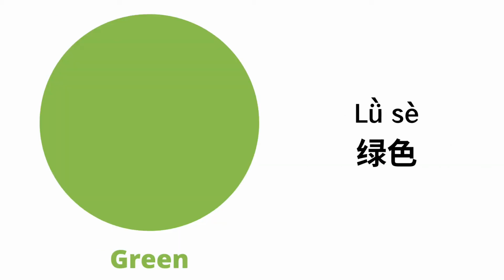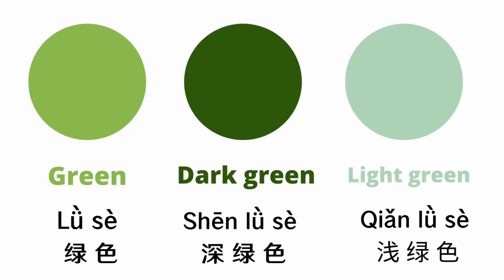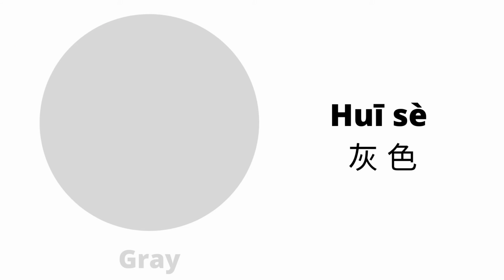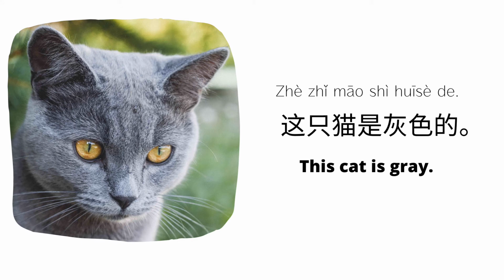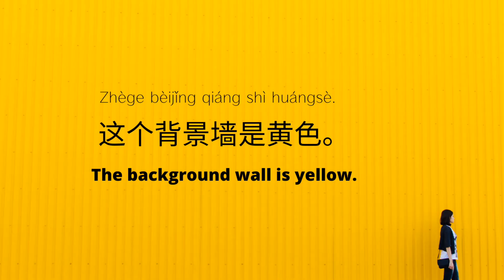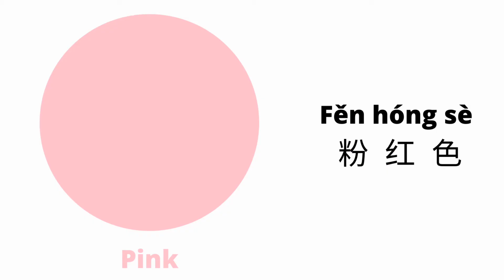Next one we have color green, 绿色。And of course we have several types of color green. Dark green, 深绿色。Light green, 浅绿色。Let's see the example sentence. 这些树是绿色的。The trees are green. Next color is gray, 灰色。这只猫是灰色的。Next color we have yellow, 黄色。这个背景墙是黄色。A lot of girls love this color for sure.